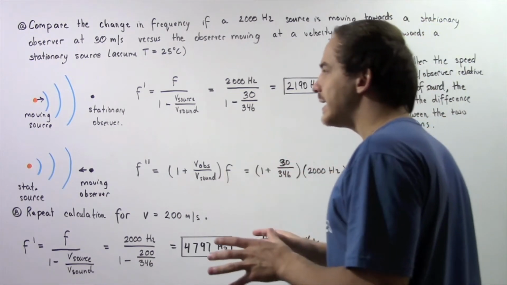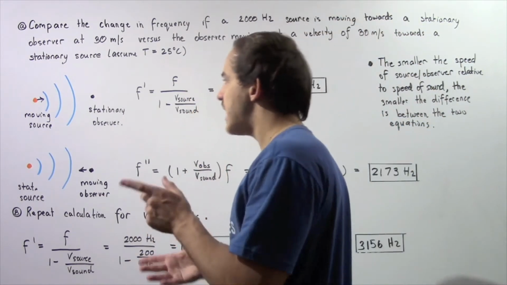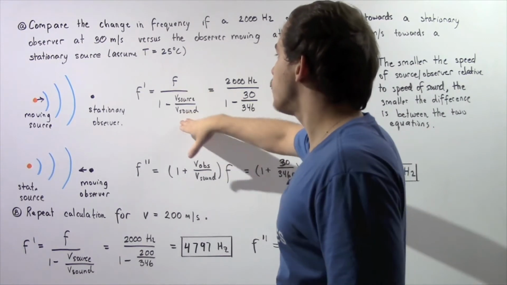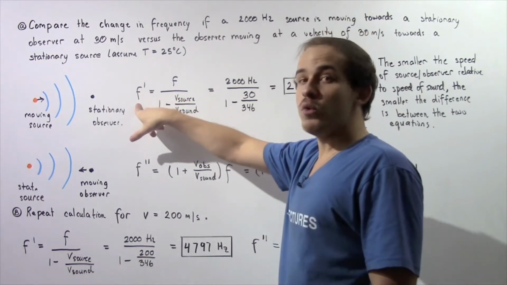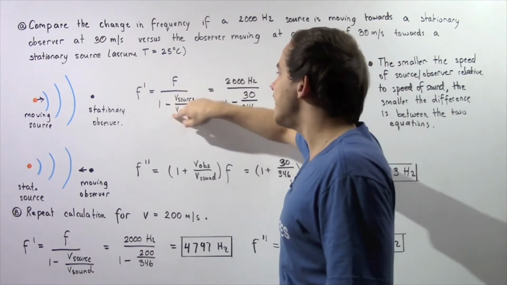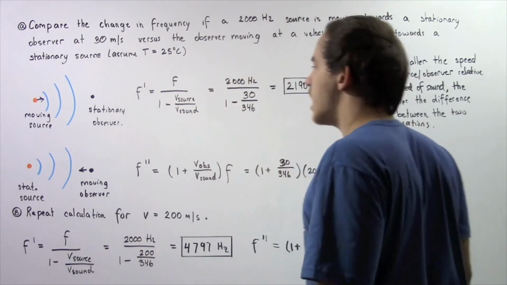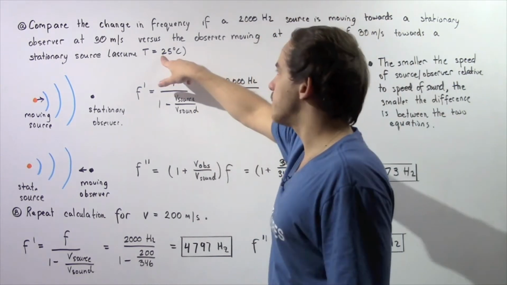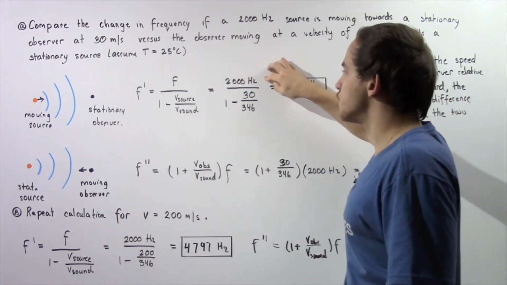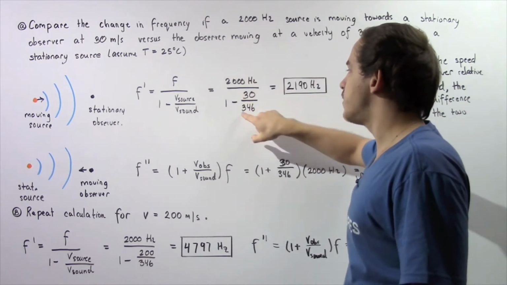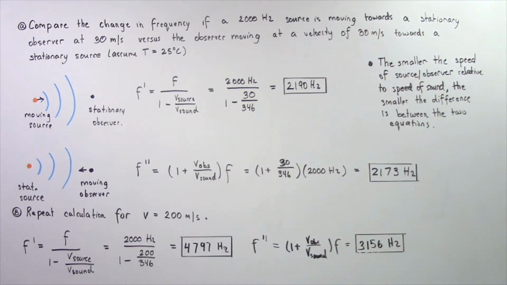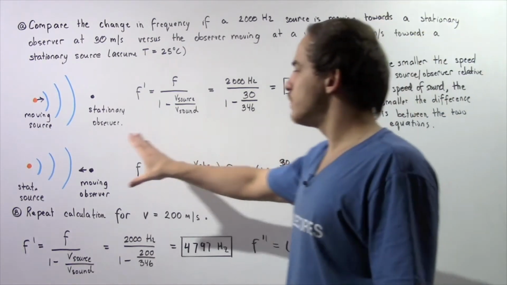So we essentially want to find the new frequency, the observed frequency as perceived by the observer. So we have to use this equation that we derived in the previous several lectures. So we have our perceived frequency f prime is equal to the original frequency f divided by 1 minus the velocity of the source divided by the velocity of the sound. So velocity of sound when the temperature is 25 degrees Celsius is 346 meters per second. So we have 2000 Hz divided by 1 minus 30 divided by 346, notice the meters per second cancel, and we have a value of approximately 2190 Hz.